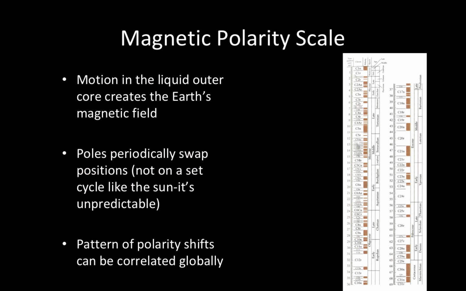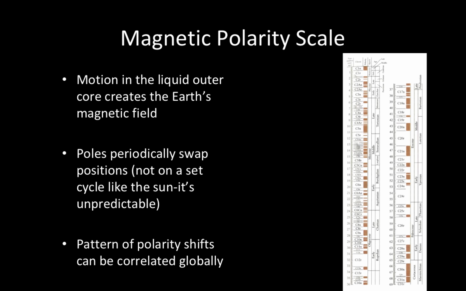We can make maps that look like this of normal and reverse polarity. When these poles swap, we can make this map, and then we can pick out where the rocks that we're finding fall on this map and say, okay, this rock was part of this normal polarity regime from 222 million years ago or something like that.